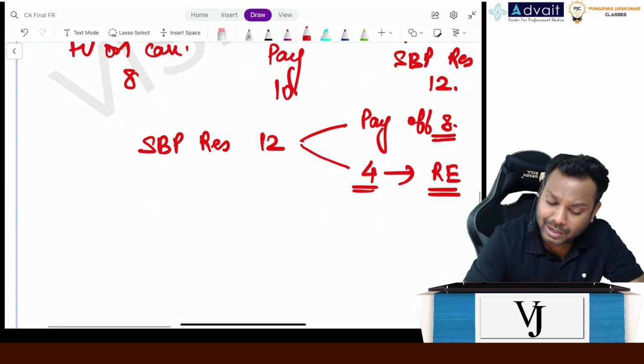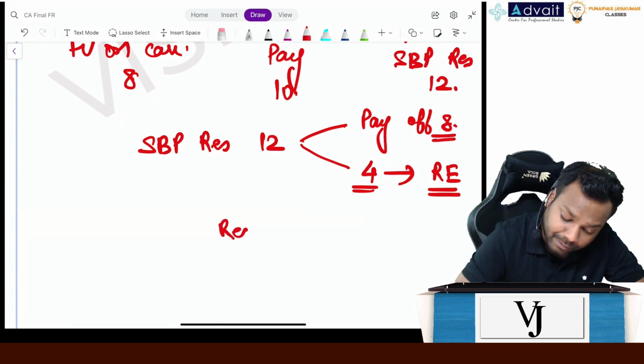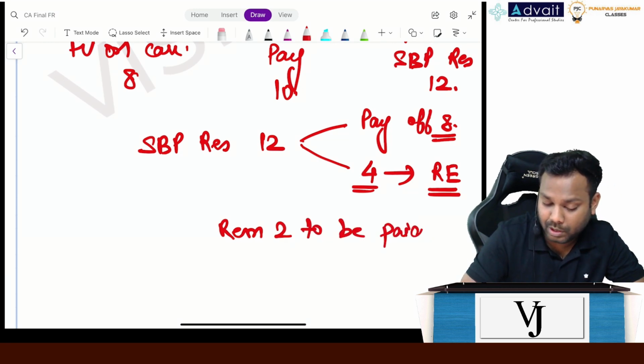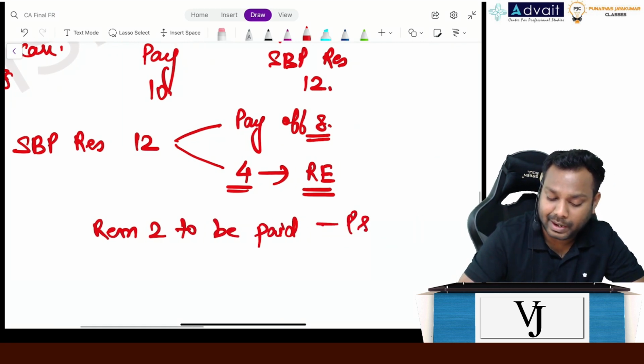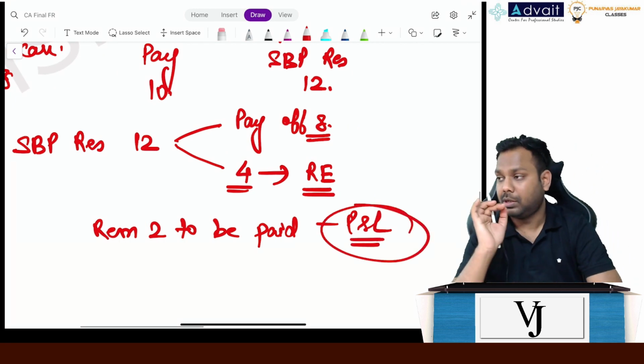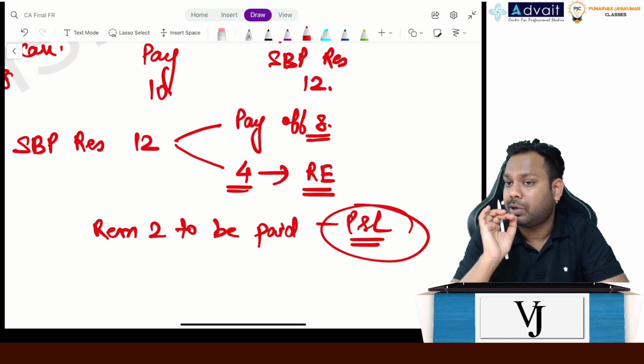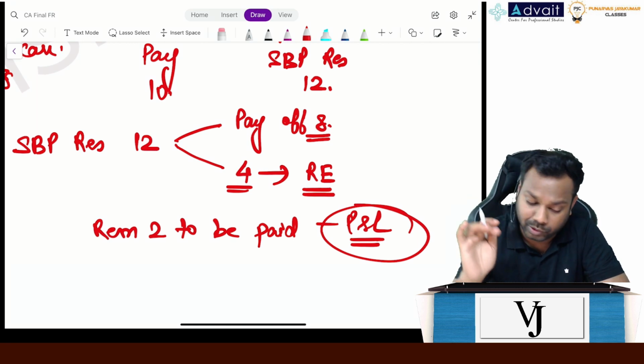Now, but I have paid 10, right? But I can adjust only 8 here. Remaining 2 to be paid will be adjusted from P and L. This is a common mistake that is done by the students in the exam. So please don't do this, okay?